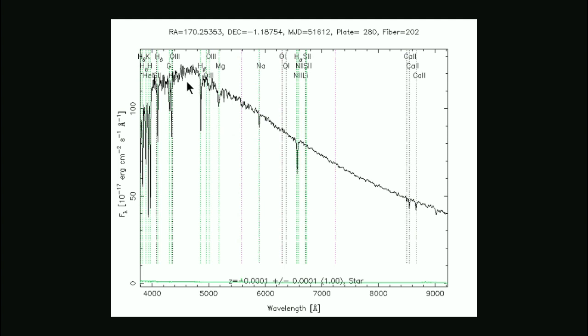H beta, I think that's H gamma right there. It's hard to see. And that's H delta. And that's Eta? It looks like Eta, but whatever.